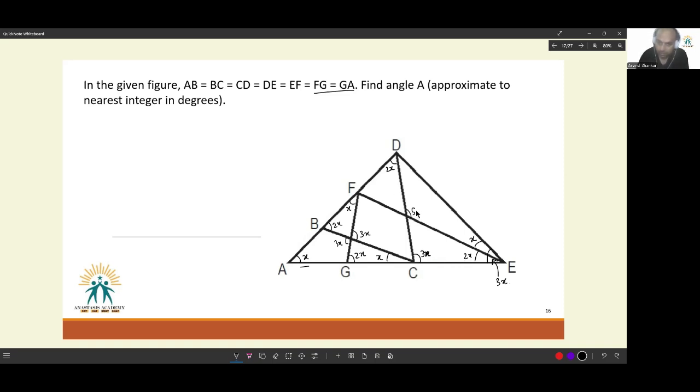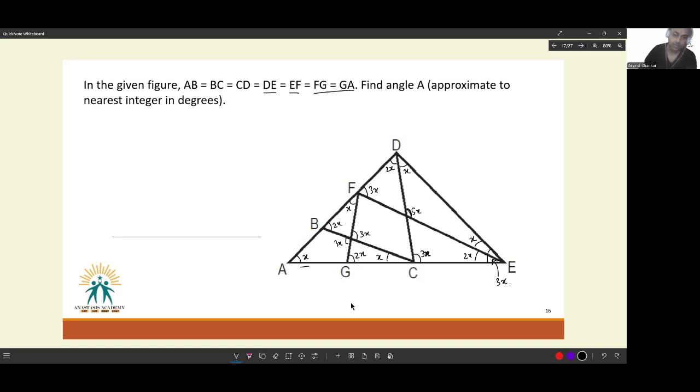This here should be 5x. If this here is 5x, now see, it would imply this here is 3x because 2x plus 3x gives me 5x outside. And now look at this. EF and DE were equal. So for triangle DFE, this is 3x. This side should also be 3x. This angle here will be x. And now I have pretty much everything I need.